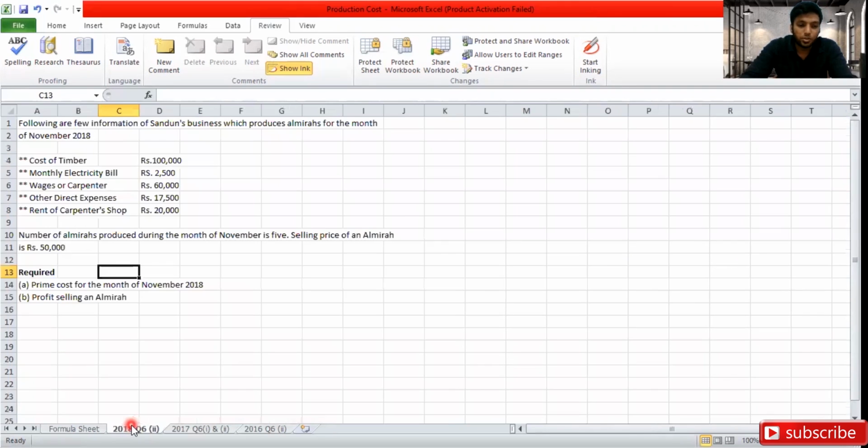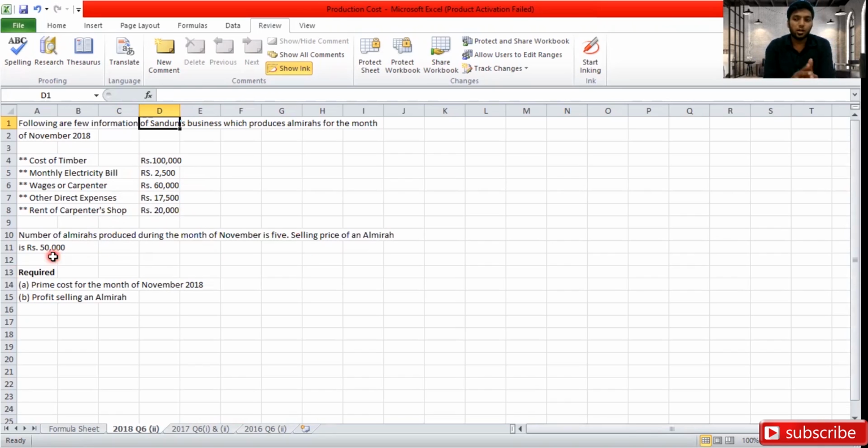So 2018 question number 6, Roman number 2. It's a 2-mark question. They've given the following information of Sandal's business which produces almirahs for the month of November 2018. Cost of timber is 100,000, monthly electricity bill is 2,500, wages of carpenter is 60,000, other direct expenses is 17,500, rent of carpenter shop is 20,000. Number of almirahs produced during the month of November is 5. Selling price of an almirah is rupees 50,000.